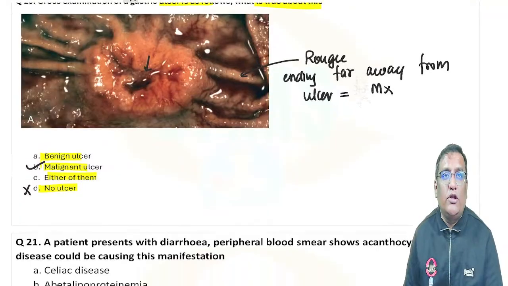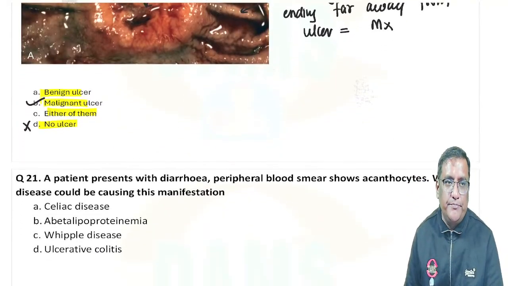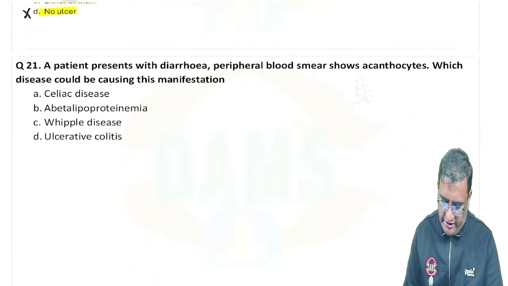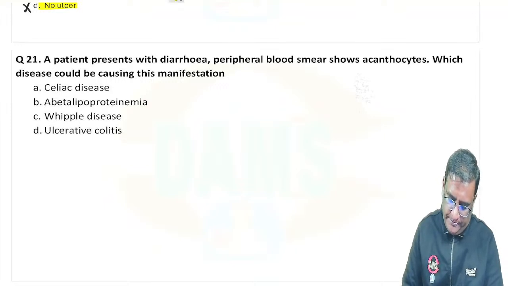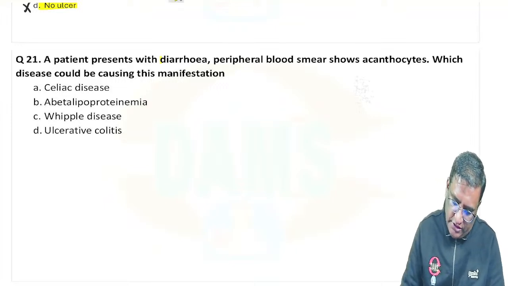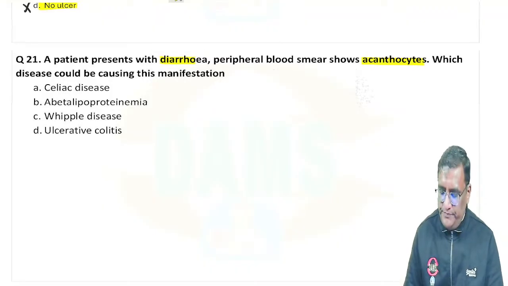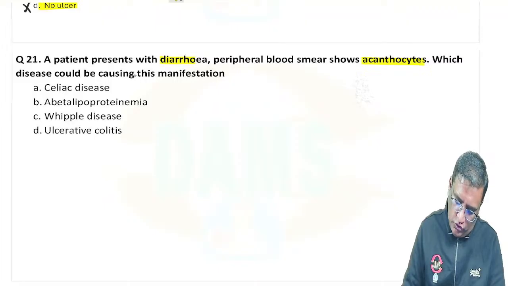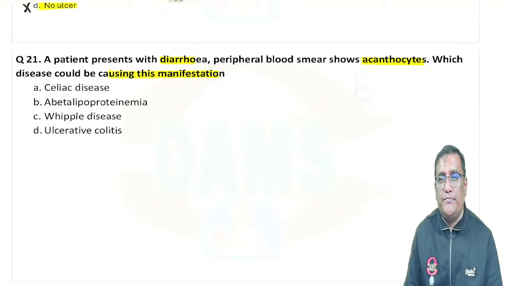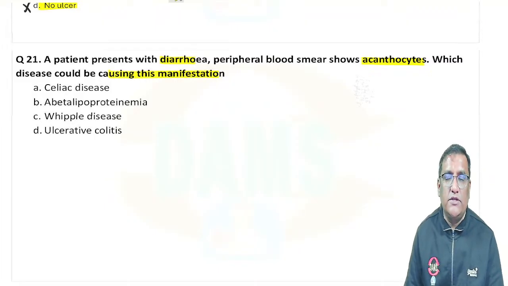Mucosal rugae will extend all the way up to the ulcers in benign. Right? Next, question 21. A patient presents with diarrhea. Peripheral blood smear shows acanthocytes. Which of the following disease could be causing this manifestation?